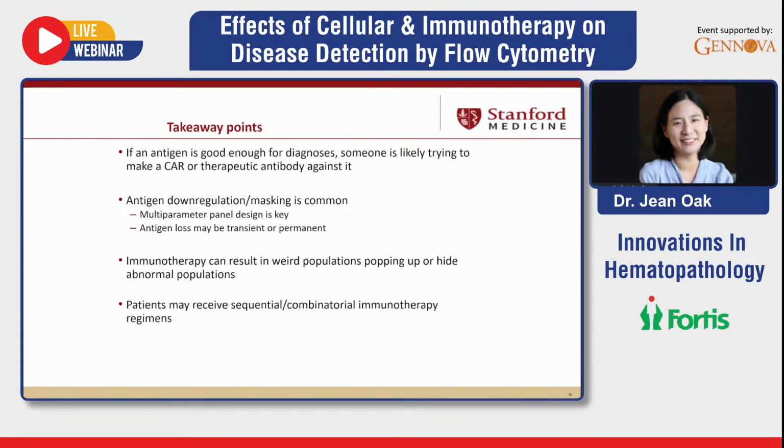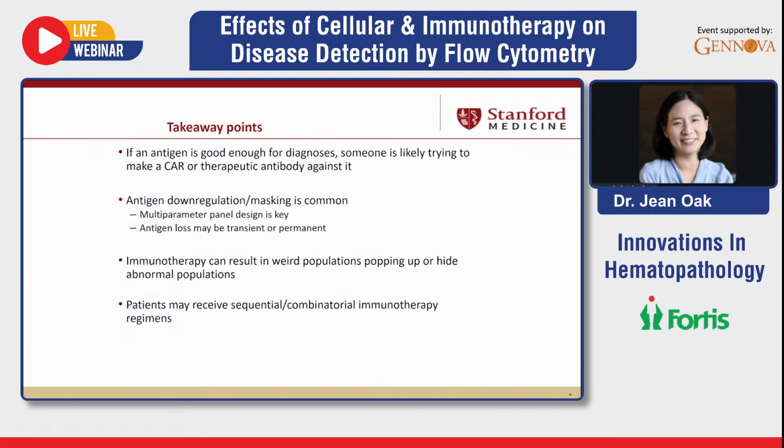Antigen downregulation and masking is common, and as you can see, it's happened for all the different diseases that we talked about today. It also happens with T-cell lymphomas. Basically, this is a common problem of immunotherapy, which means multi-parametric panel design is key, and you may also have to use higher antibody titers to increase the sensitivity for these antigens. The antigen loss may be transient or permanent depending on the type of therapy and the antigen in question.